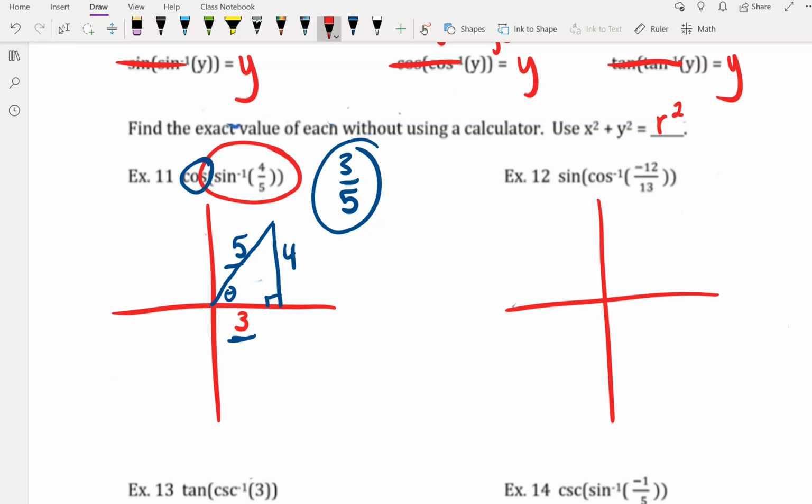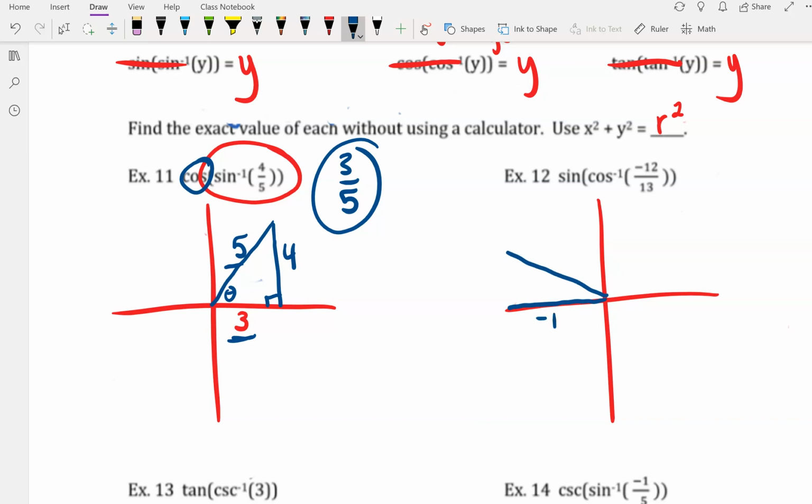You are not going to be in quadrant 1 because of the fact that you have a negative 12. And so we're dealing with cosine, so cosine is adjacent over hypotenuse. So the adjacent is going to be negative 12, so we're going to go in the negative direction, 12. But then the hypotenuse is 13.